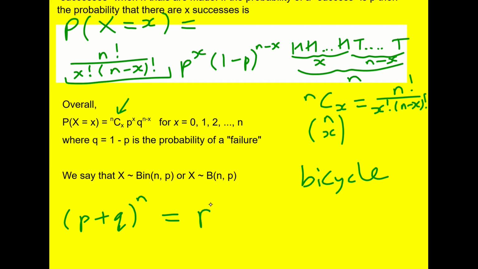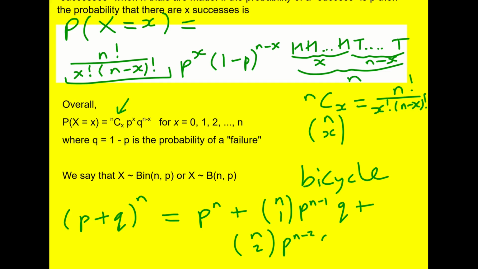And for this, you get P to the n plus... actually, yeah, you tend to write it like that, and then often you write it like this. You write it as nC1 P to the n minus 1 Q, plus, and so on, plus nC2 P to the n minus 2 Q squared, all the way up to your last term, which would be Q to the n. I've just replaced A and B by P and Q here.